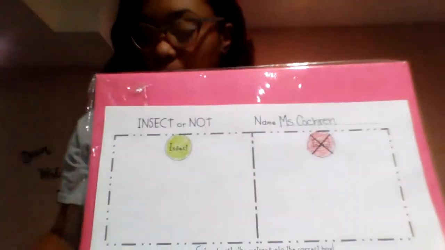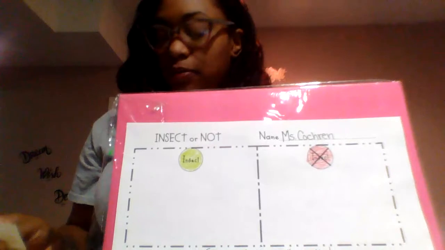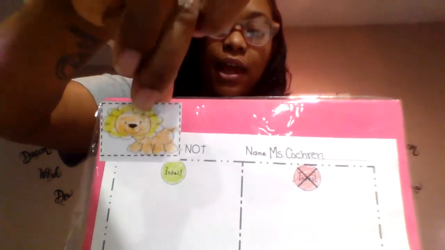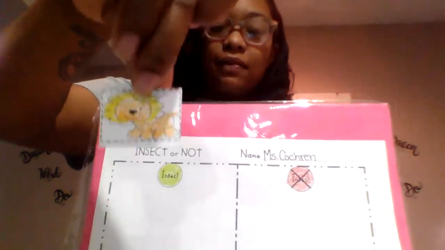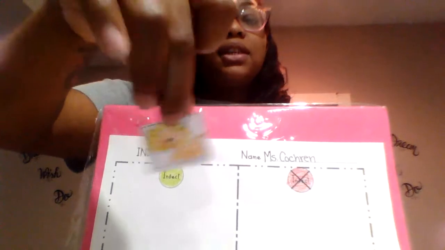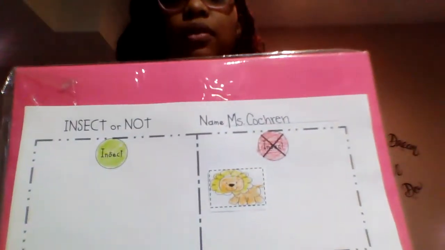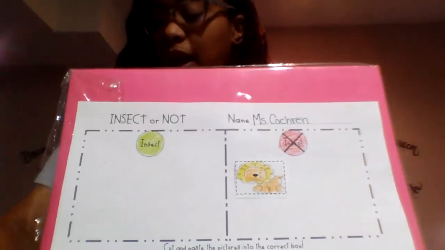Okay, so let's start with my first picture. My first picture is of a lion. A lion has legs, but it doesn't have 3 body parts, and it doesn't fly. So I'm going to say this is not an insect. This is a different type of animal.